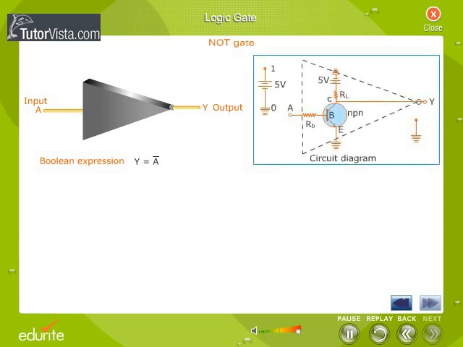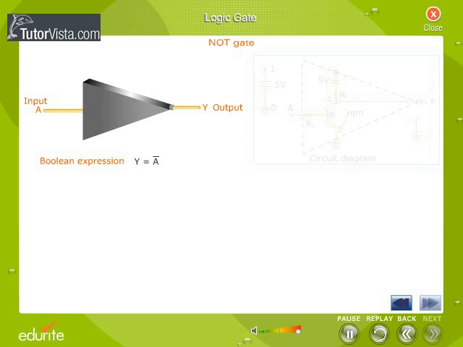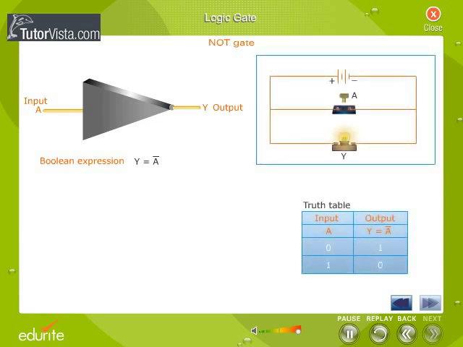Its circuit diagram consists of a common emitter transistor. This type of transistor configuration changes the phase of the signal or induces a phase inversion. Displayed here are the truth table and circuit diagram for NOT gate.